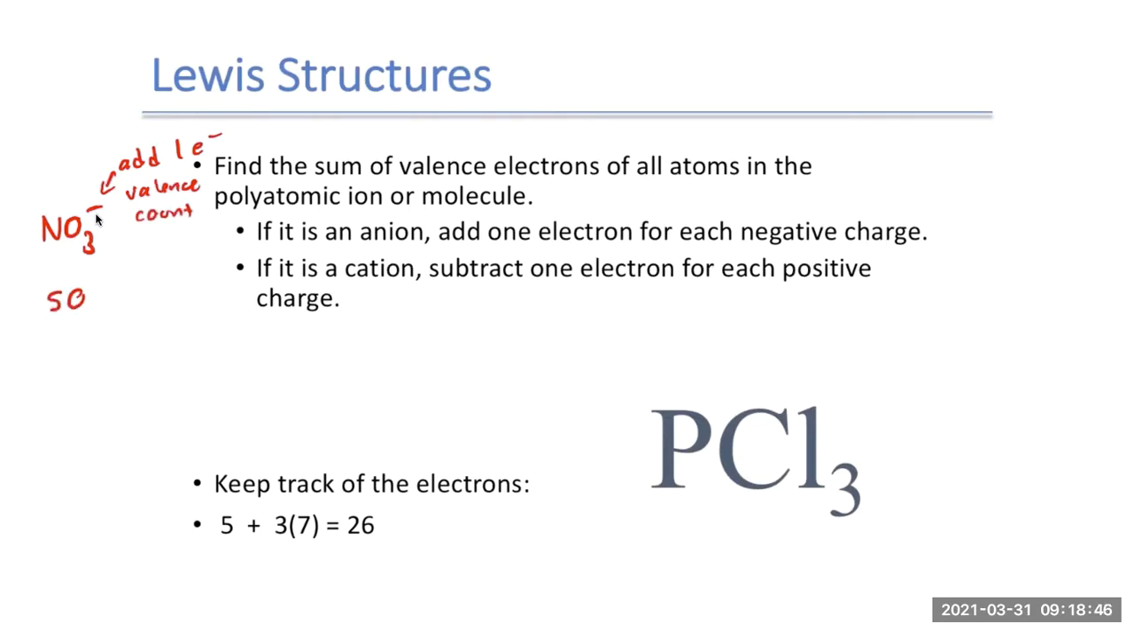Or if we had something like a sulfate, sulfate is -2. Since it's -2, I want to add 2 electrons to the valence count. If it's a cation, then you subtract an electron. So for an example of a cation, if we had ammonium, since it's a +1 charge, I'm going to subtract 1 electron from the valence count.